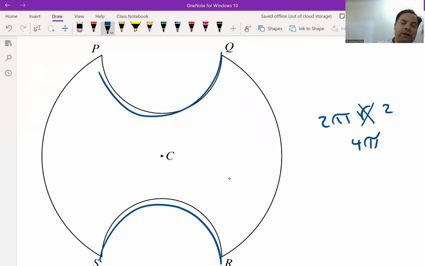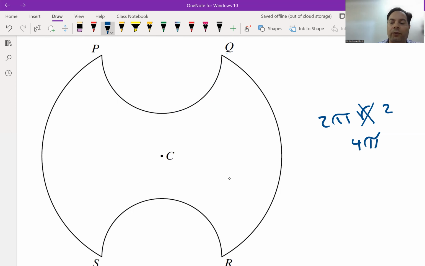The length of a semicircle arc is half the circumference of a whole circle, 2 pi r, where r is 2, so 2 times 2 is 4, so the answer will be 4 pi. What else do you have?